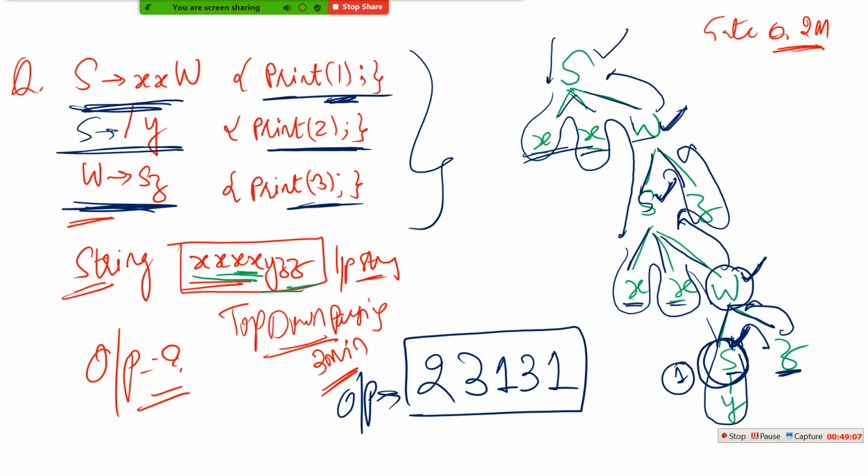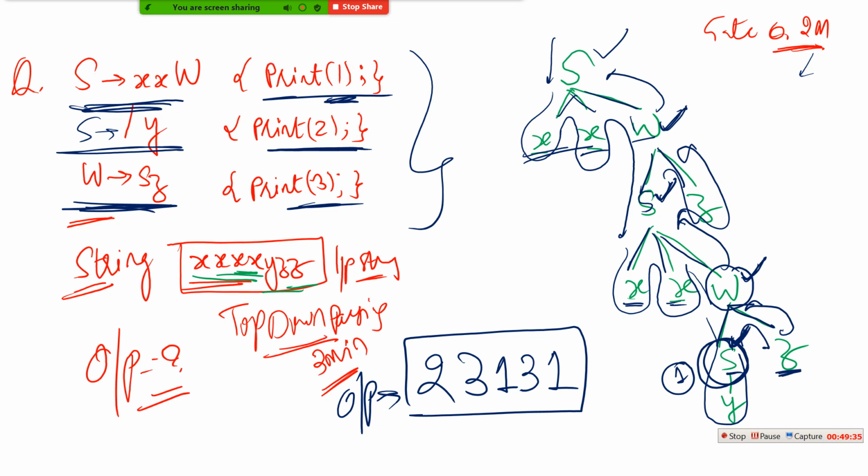Guys, is it clear? It is a 2 marks problem in the GATE exam, and by using this semantic tree we have generated the output of the following problem. Is it clear to every candidate who hasn't answered, and who has been stuck somewhere? Is it clear to every candidate, guys, how 23131 is the output of this SDT? It is a very important problem of GATE. Is it clear, guys? Okay. Very good, guys.